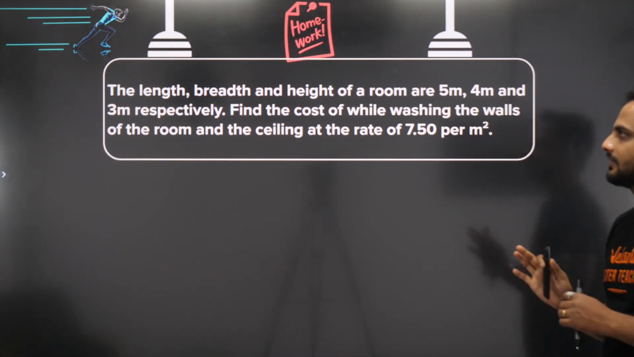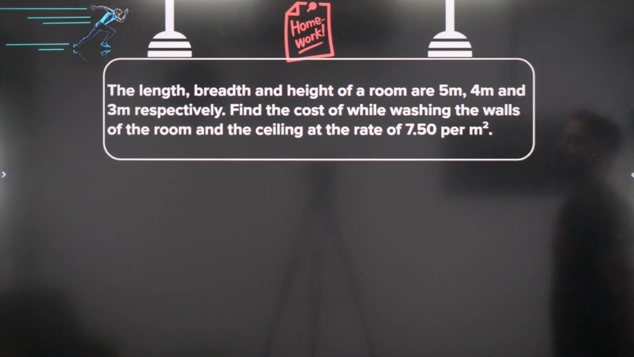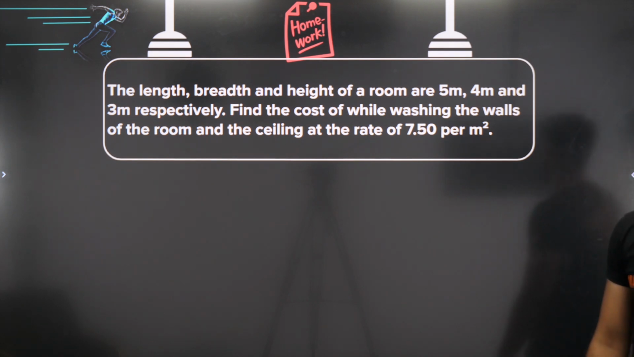This is your homework question. Length, breadth and height of a room are 5 meter, 4 meter and 3 meter respectively. Find the cost of whitewashing the walls of the room and ceiling at the rate of 7.50 per meter square.